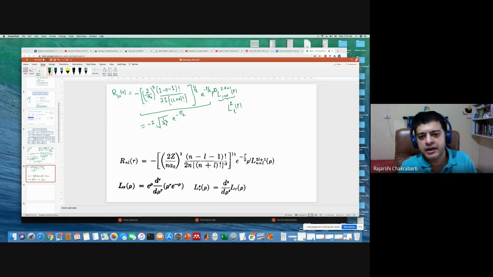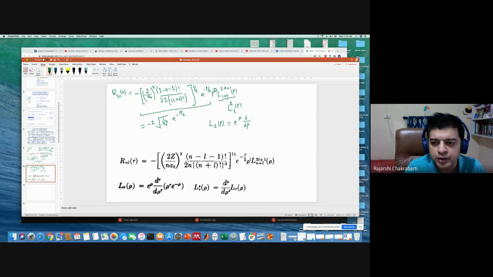Okay. And what I need to calculate is L1 of rho, which is here. Basically, I have to take the first derivative of L with respect to rho. But what is L of rho? L of rho is given by this. I have to calculate L1 of rho, and L1 of rho is actually the first derivative of the exponential of rho, because R is 1, no? So it is rho.